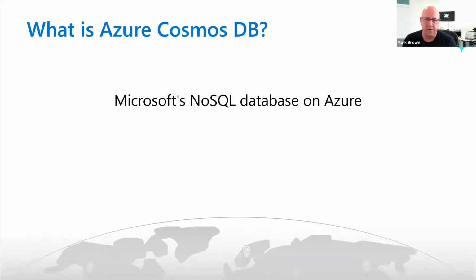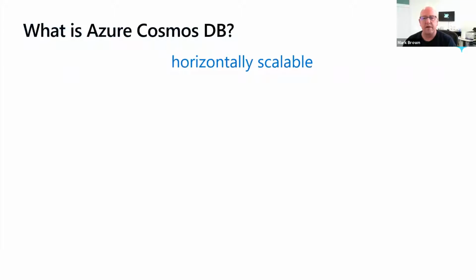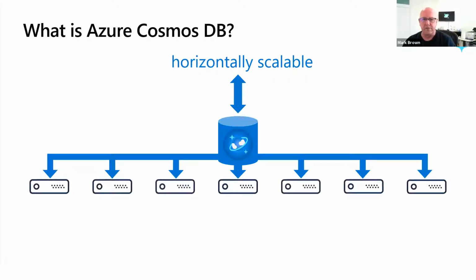So what is Azure Cosmos DB? Well, it's officially Microsoft's NoSQL database on Azure. But what we really mean is, as a NoSQL database, it's both non-relational and horizontally scalable. So let me break that down for you. Talking about the horizontal scale aspects of a database like Cosmos DB, unless your workload is really small, with just a small amount of data and requests, your data is going to be spread over lots of different servers, right? This is what it means to be horizontally scalable: you add more servers to your database rather than increasing the size of the VMs that you work with.